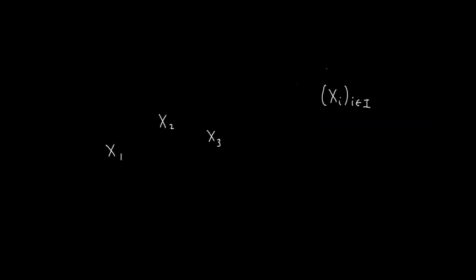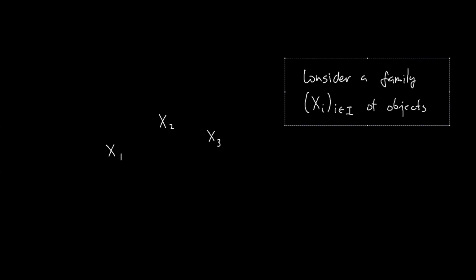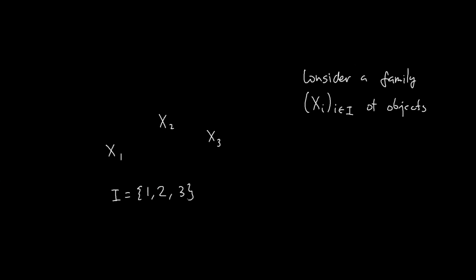So consider a family of objects. This is our starting point. And here on the left side is a picture. Let's say in this example, we have 3 of them. So in this example, I equals the set {1, 2, 3}. Now, how do we define the sum of 3 objects?